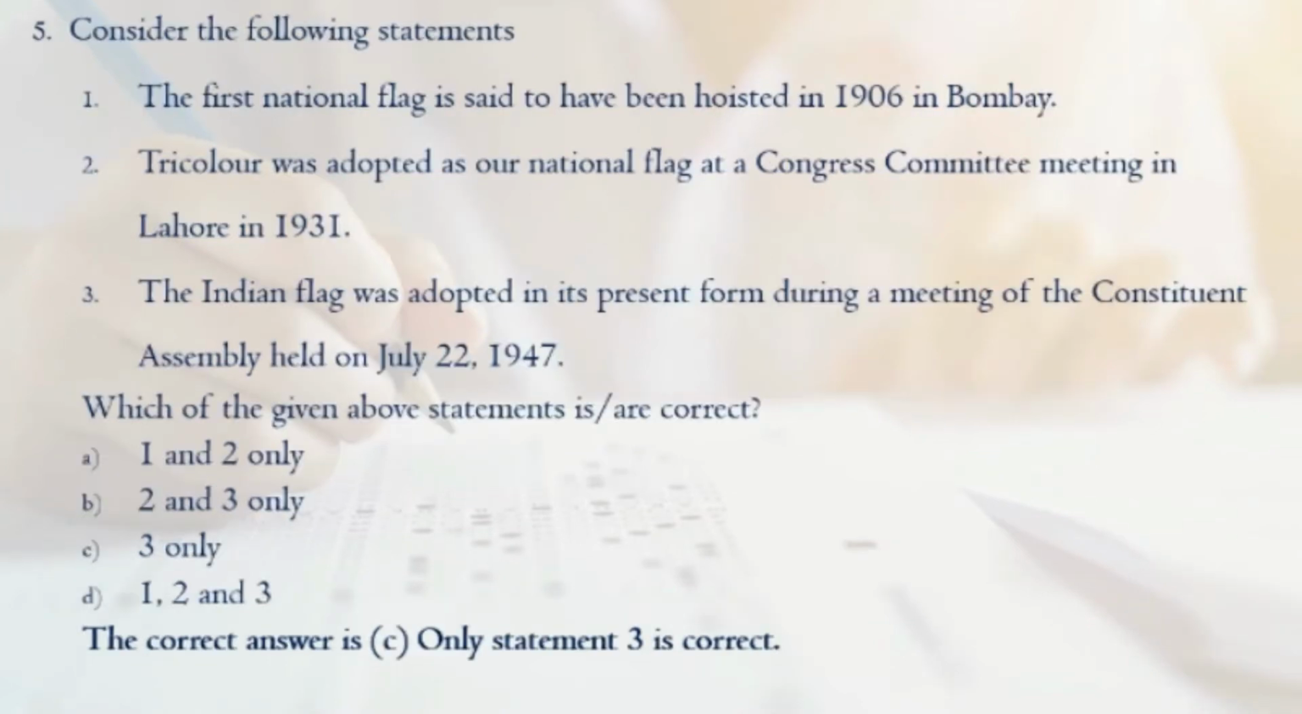Next question is, consider the following statements. The first national flag is said to have been hoisted in 1906 in Bombay. Tricolour was adopted as our national flag at a Congress committee meeting in Lahore in 1931, and the Indian flag was adopted in its present form during a meeting of the Constituent Assembly held on July 22, 1947. Which of the statements given above are correct?